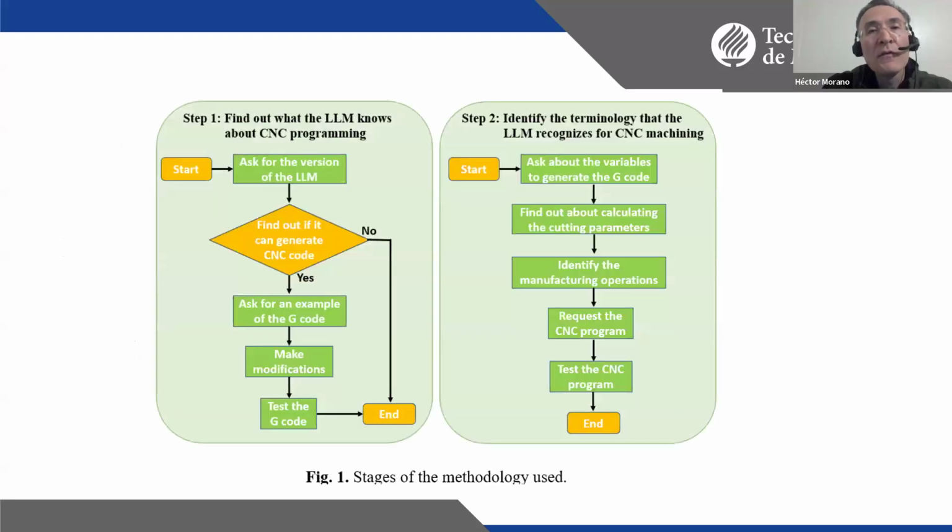The methodology consisted of a sequence of steps to cover the research objectives. Figure 1 shows the different stages of the methodology used. The methodology was divided into steps. The first consisted of finding out what the LLM knew about CNC programming. It is essential to share the prompts with the answers since the reader can observe the information asked for by the LLM and the answer it gives. With the above, it is possible to analyze the concepts the LLM handles, the commands, and how the G codes are programmed. The second step was identifying the terminology the LLM recognizes for CNC machining.